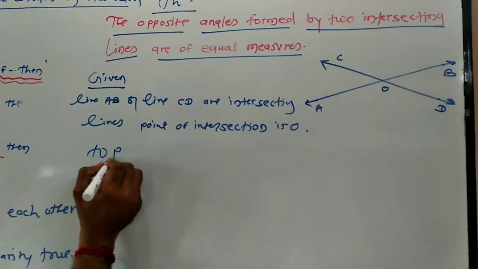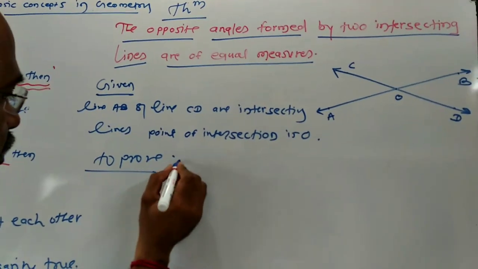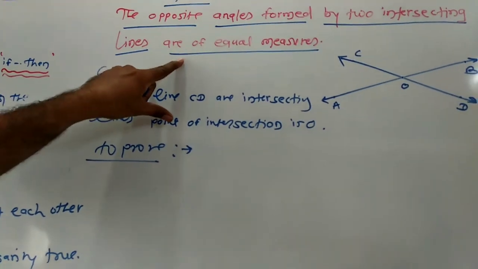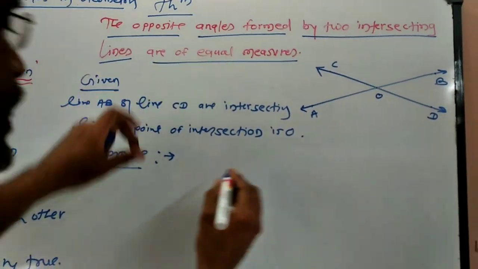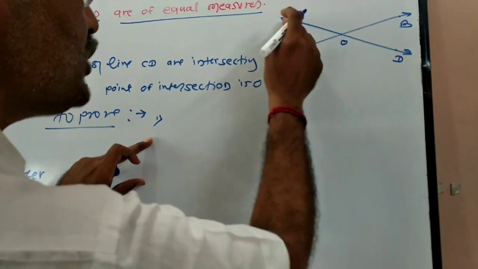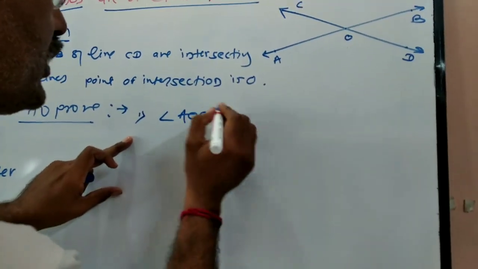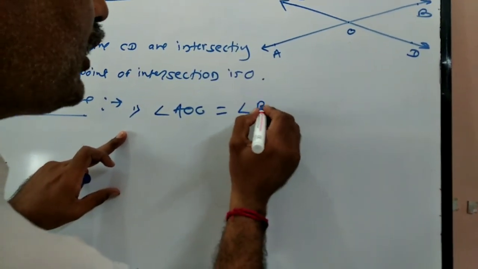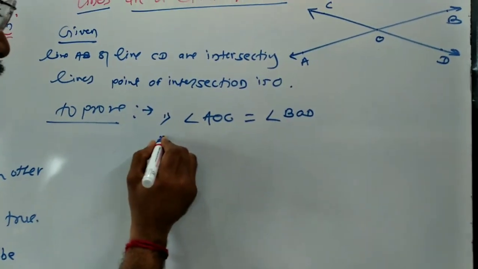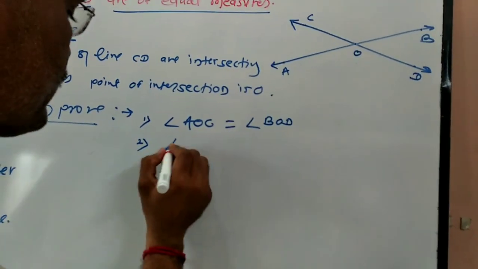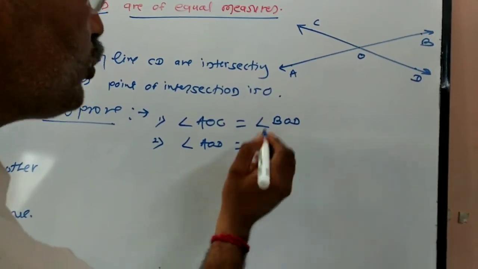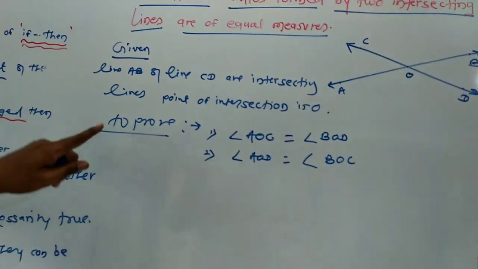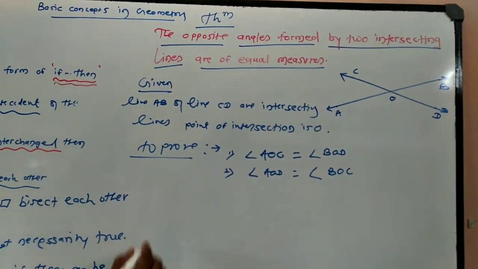Now, to prove means the consequent. What is to be proved? Opposite angles are of equal measure. Means, first, angle AOC is equal to its opposite angle BOD. And the second one, angle AOD is equal to angle BOC. Now, the proof.